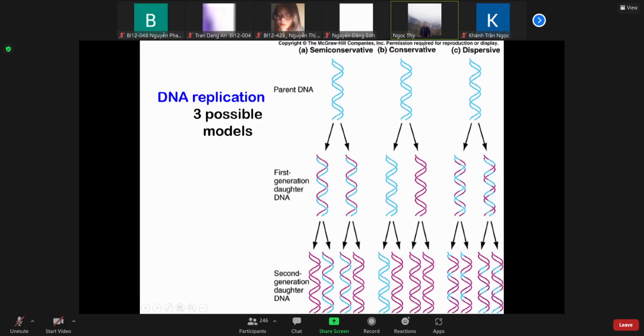In the conservative model, scientists proposed that one double-stranded DNA will have both strands from the original parent, and the other double-stranded DNA will be entirely newly synthesized. And the last model was the dispersive model, which depends on the region. One part of the DNA will be from the parent, and the other part is newly synthesized.